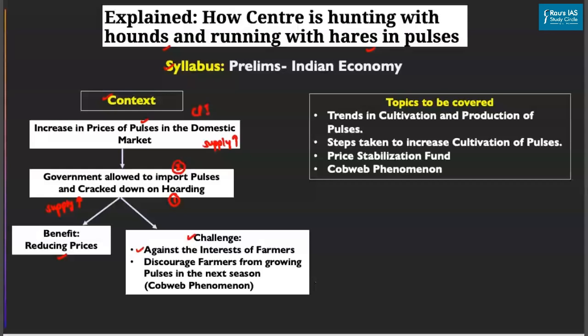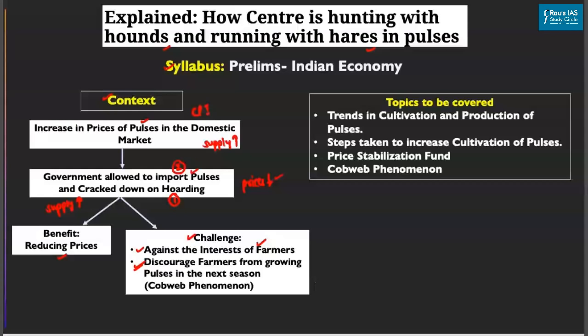Why? Now just imagine if we allow for more import of pulses into the domestic market, obviously this will lead to decrease in the prices of pulses in the domestic market. And if the prices of pulses reduce, obviously the farmers will not be able to get higher value on their produce. So this goes against the interest of farmers. And this would also go against the interest of Indian agriculture as well.